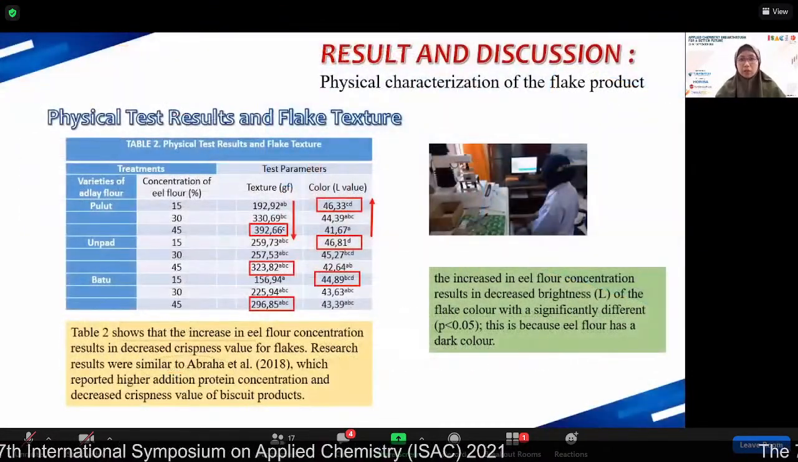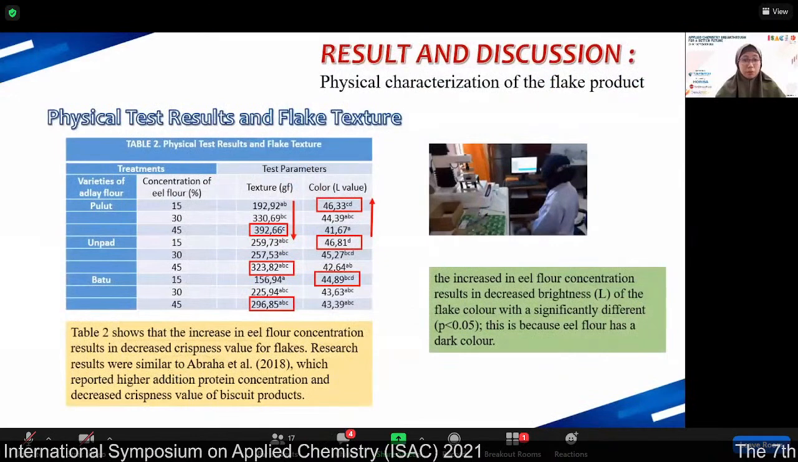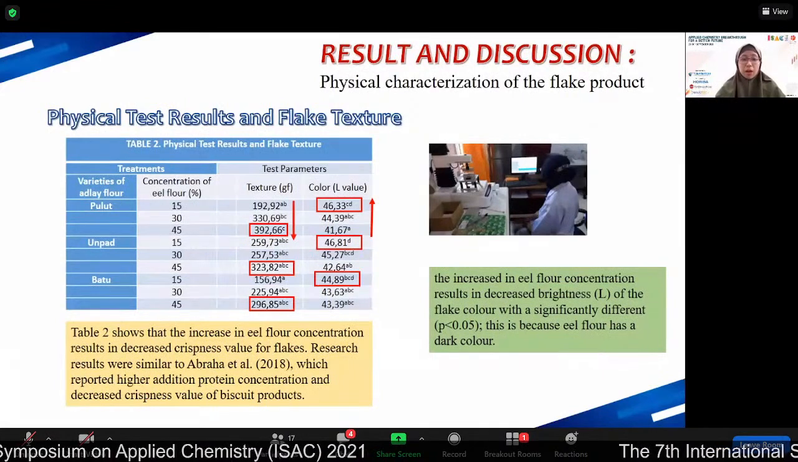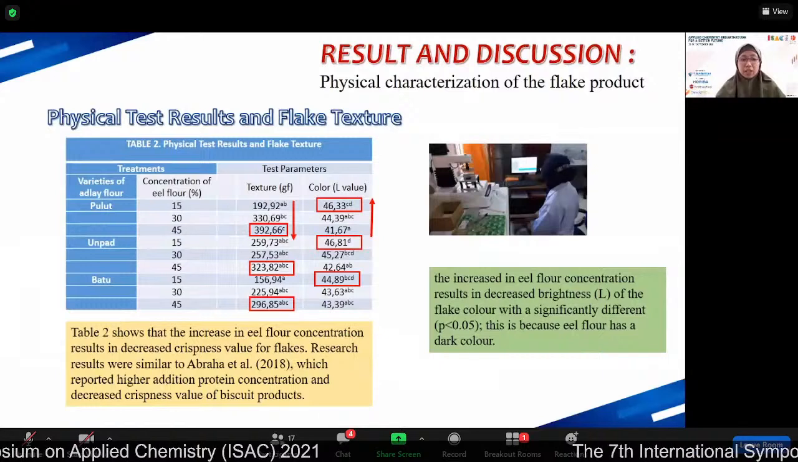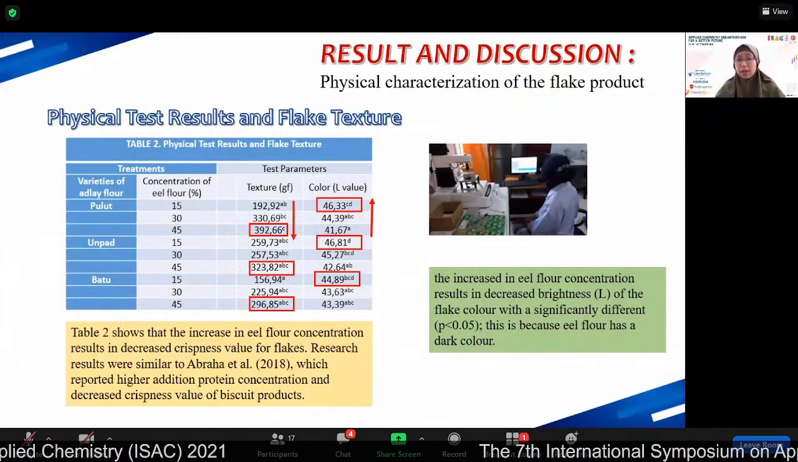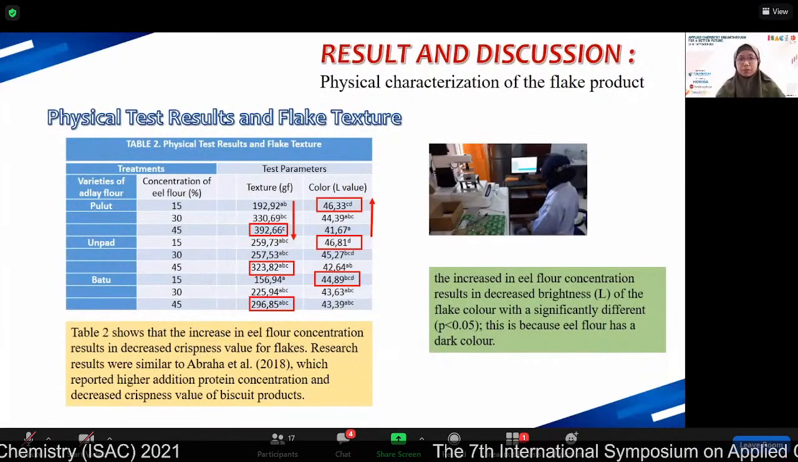Physical characterization of the flake product. Table 2 shows that the increase in eel flour concentration results in decreased crispiness value for flake. Results were similar to Abraha, who reported that higher added protein concentration decreased the crispiness value of biscuit product. The increase in eel flour concentration resulted in decreased brightness because eel flour has a dark color.